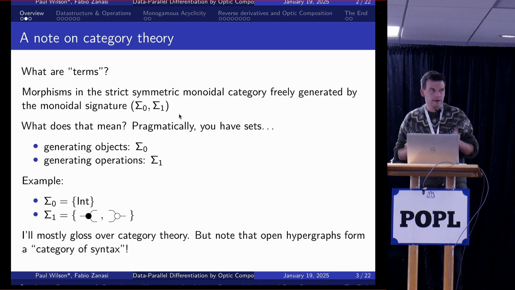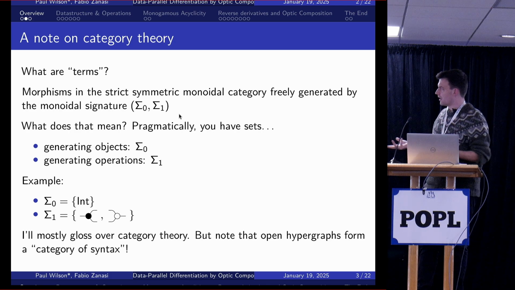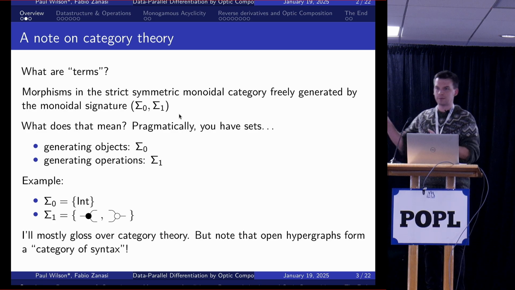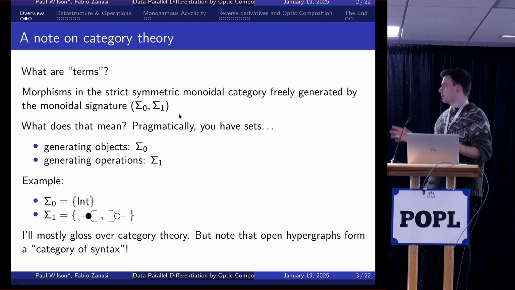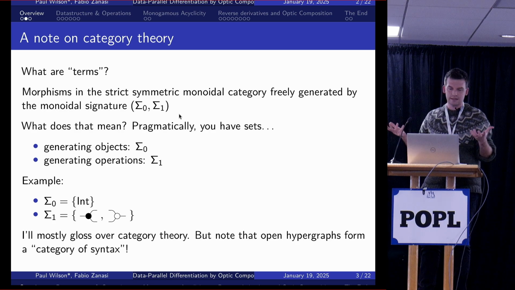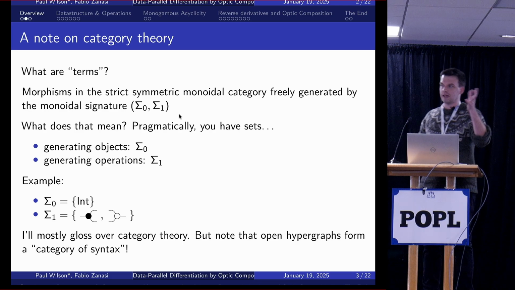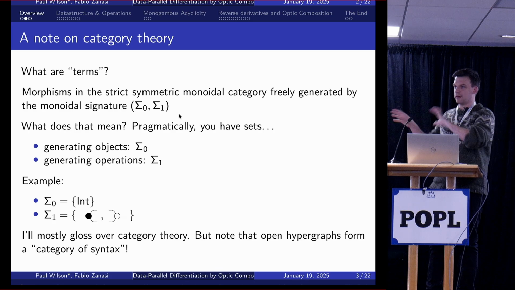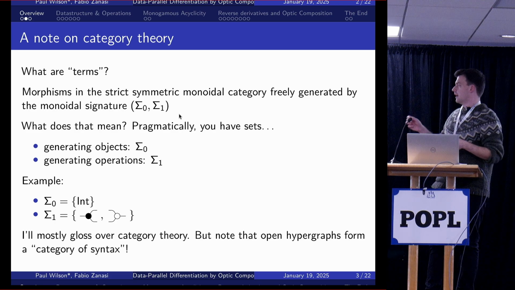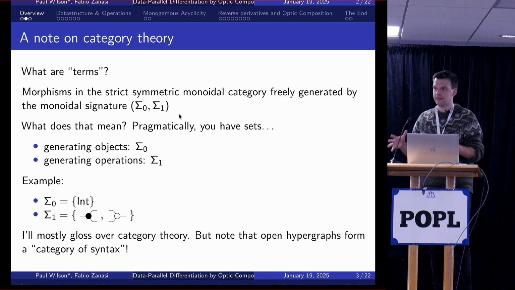I'm not going to talk about category theory too much, but the one thing I do want to say is that when I say a term, what I mean is a morphism in the strict symmetric monoidal category freely generated by some signature. But in normal human language, what that means is you have some set of objects, and think of these as like types. So for example, you might have a type of integers, and some set of operations. Here we have copy and multiply, and you just plot these operations down on the page, and you wire them up however you like. But when you do this, it is actually the case that these things form a category. This data structure is directly from the math, so to speak.